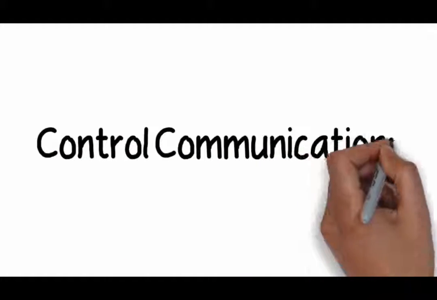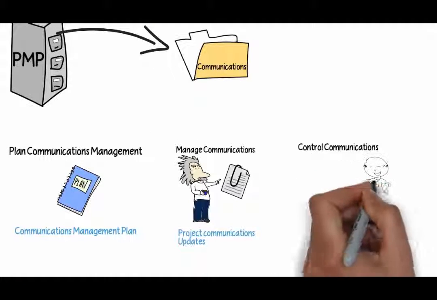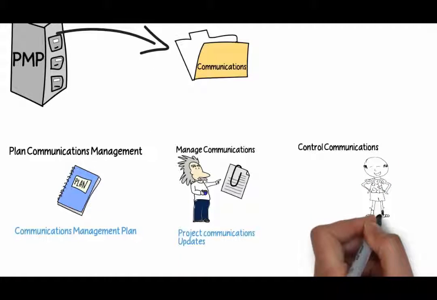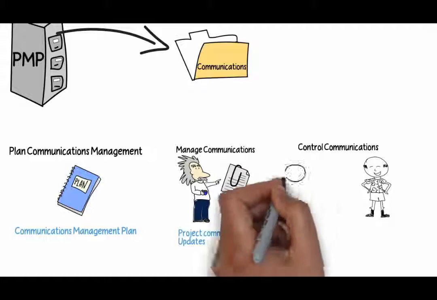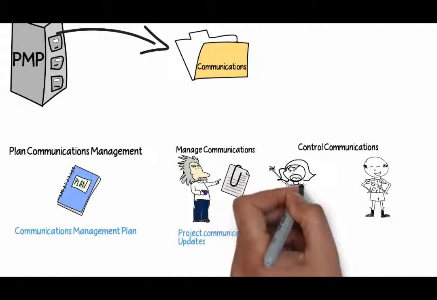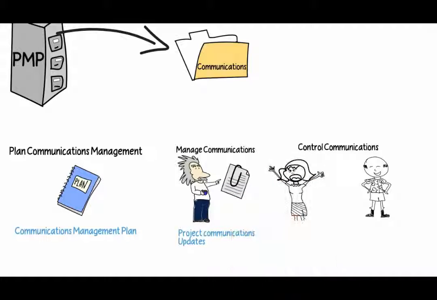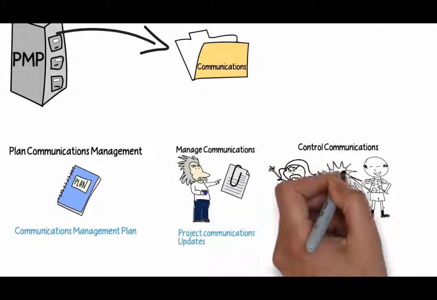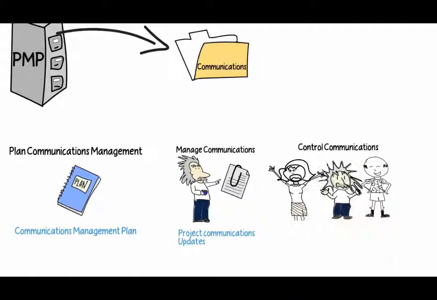And otherwise, all you have is the other process of control communications, which essentially means that you correct the communications if things didn't go as planned, or things change, or things are unexpected. You go about doing your best to communicate as effectively and efficiently as possible. Your output there would be requests for changes and, again, updates. And that's a quick look at the project management knowledge area of communications.